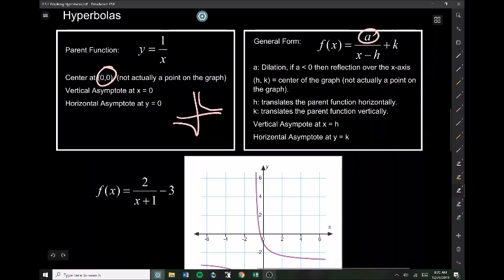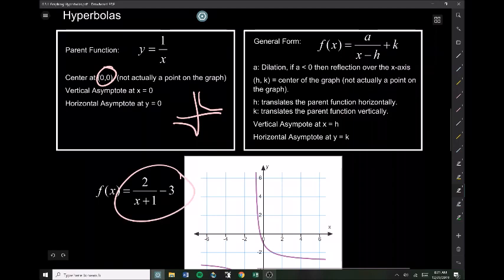We can add a dilator, a horizontal translator, and a vertical translator with a, h, and k. A is the dilation, and if a is less than 0, then the graph reflects over the x-axis. H and k is the center of the graph, which again is not actually a point on the graph, just the center of it. And the asymptotes are at x equals h and y equals k.